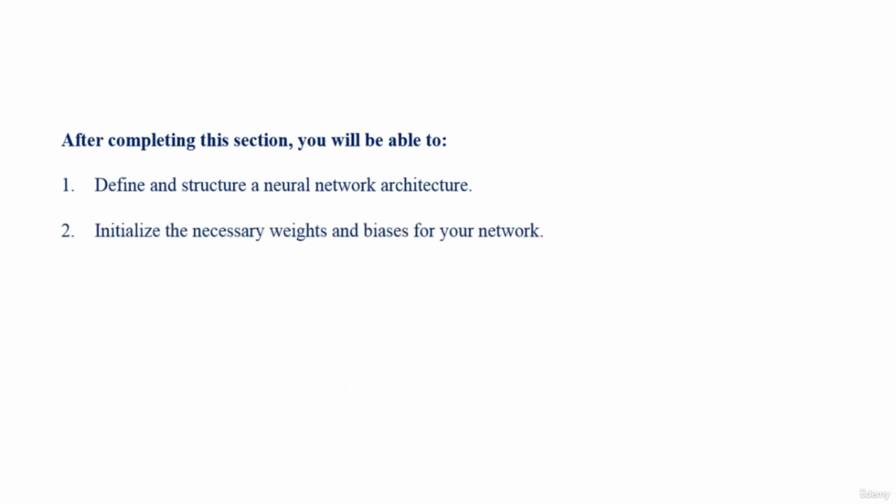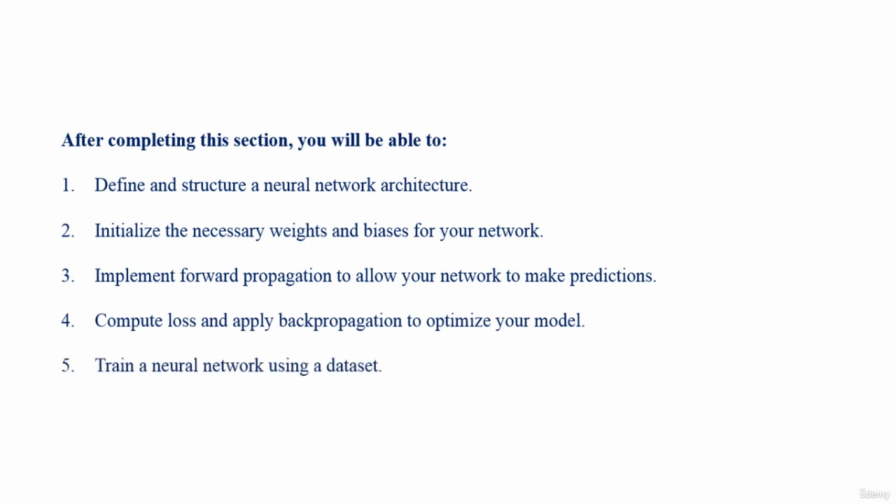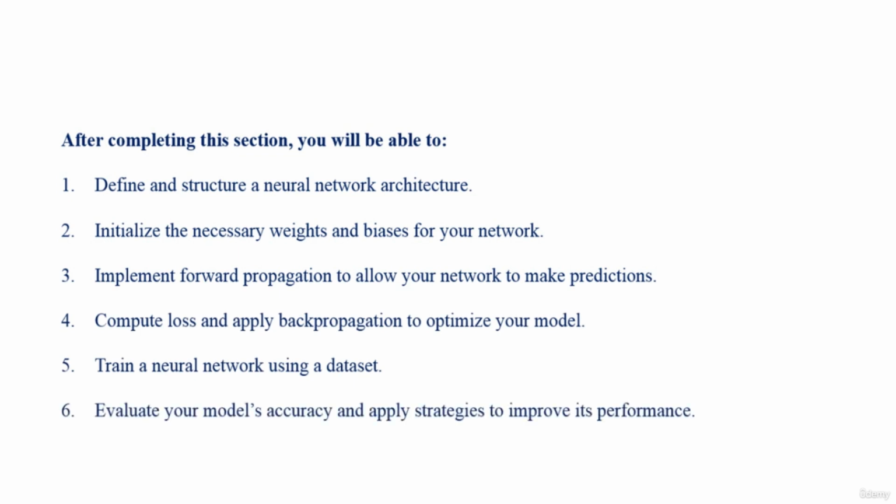After completing this section, you will be able to define and structure a neural network architecture. Initialize the necessary weights and biases for your network. Implement forward propagation to allow your network to make predictions. Compute loss and apply backpropagation to optimize your model. Train a neural network using a dataset. Evaluate your model's accuracy and apply strategies to improve its performance.